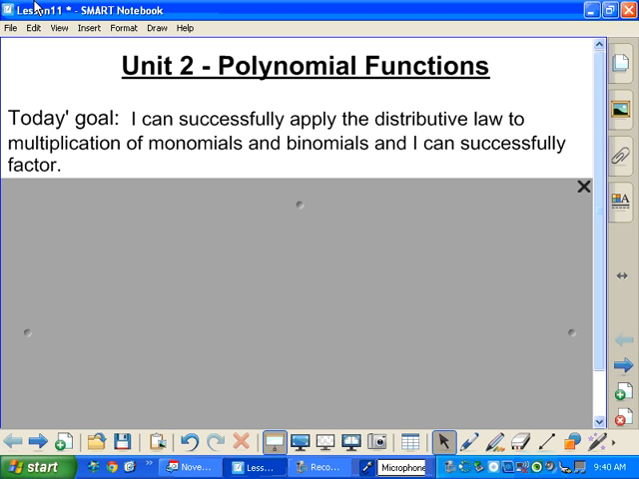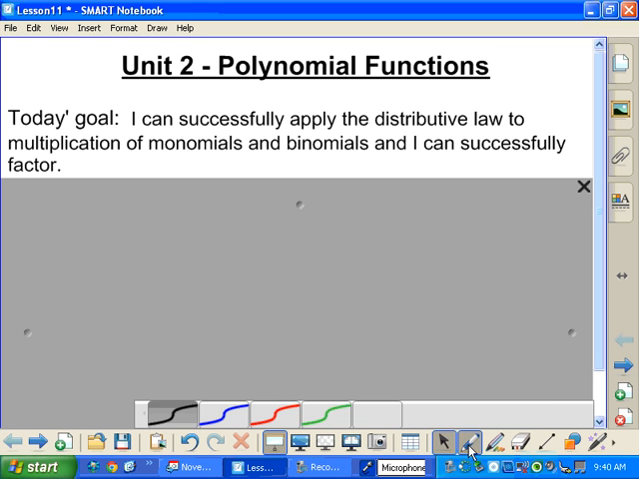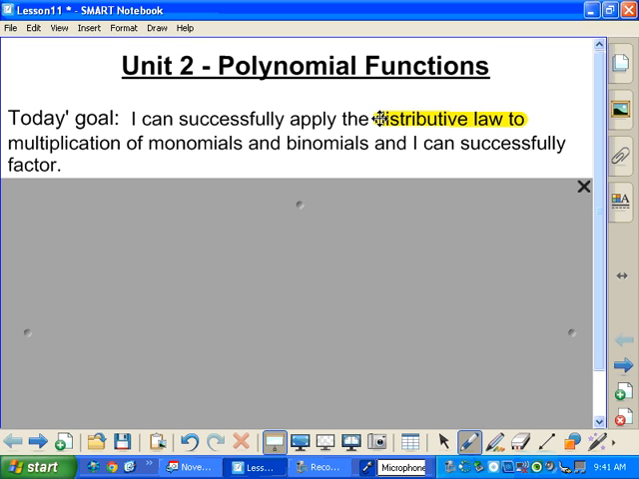Hello, welcome to the start of Unit 2, Polynomial Functions. So that's the title of our second unit that we're looking at today. Specifically today, our goal: I can successfully apply distributive law to multiplication of monomials and binomials, and I can successfully factor. So initially it looks like two major concepts are being covered here, but I want to point out that this is review. You have already done distributive law and what we call FOIL in grade 10 and 11.